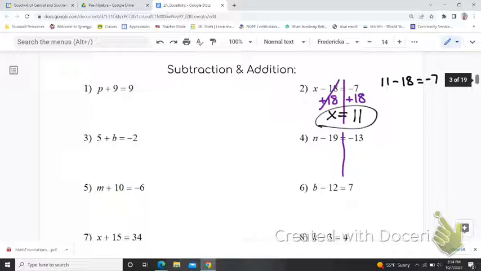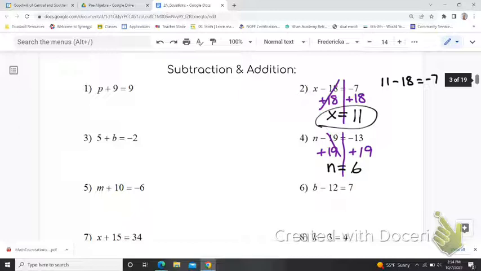So again, it's a subtraction, so I need to add, very similar to the last one. Probably should have picked a different one. So negative 13 plus 9 is 6.